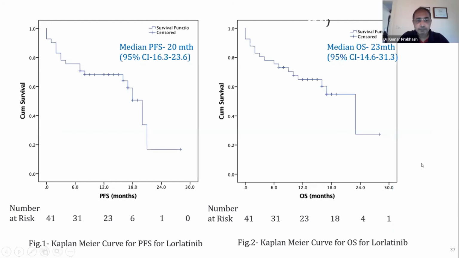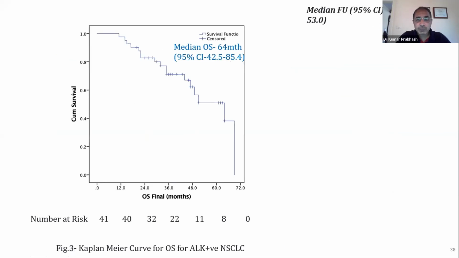If we take patients who received lorlatinib from day one of advanced stage disease, that is from day one when they started on systemic therapy and they received subsequently chemotherapy or crizotinib and then went on to lorlatinib, the median survival of these patients was 64 months, suggesting that if you have ALK-positive patients and if we are able to expose them to the third generation TKI, then the overall survival of these patients is significantly longer.